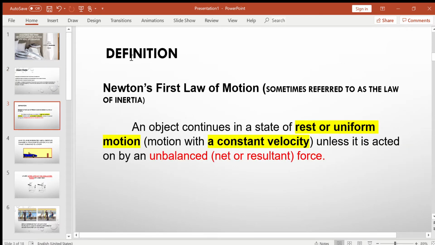So moving on, at first I would like to talk about the definition of the first law of motion. It's sometimes referred to as the law of inertia. An object continues in a state of rest or uniform motion with a constant velocity, unless it is acted on by an unbalanced net or resultant force.